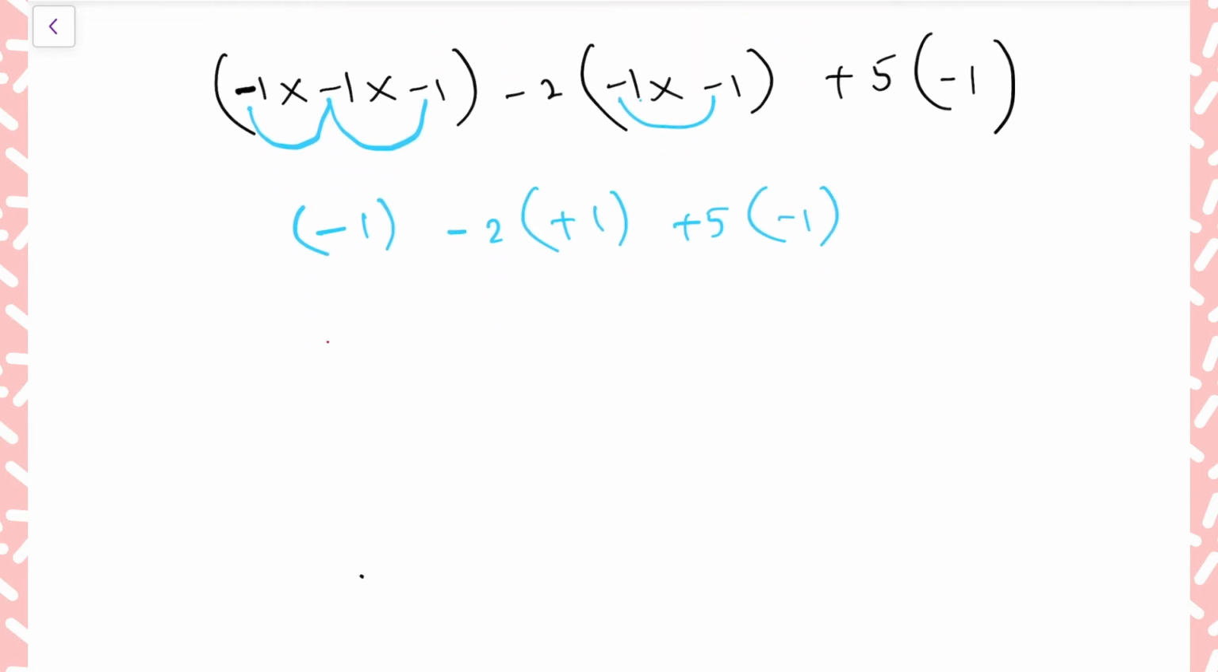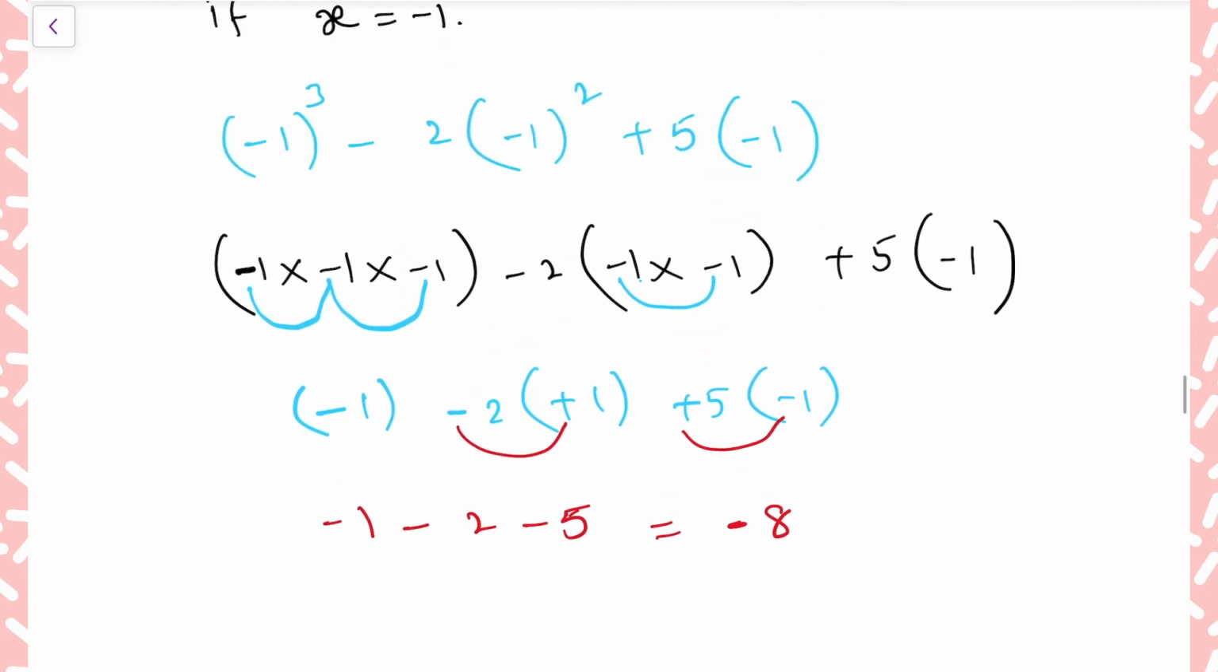So here minus 1 as it is, minus into plus, minus 2 ones are 2, plus into minus, minus 5 ones are 5. If all the terms are negative, we need to do addition but keep the negative symbol. 5 plus 2 is 7, 7 plus 1 is 8, adding, then keep the negative symbol. So the answer is minus 8.